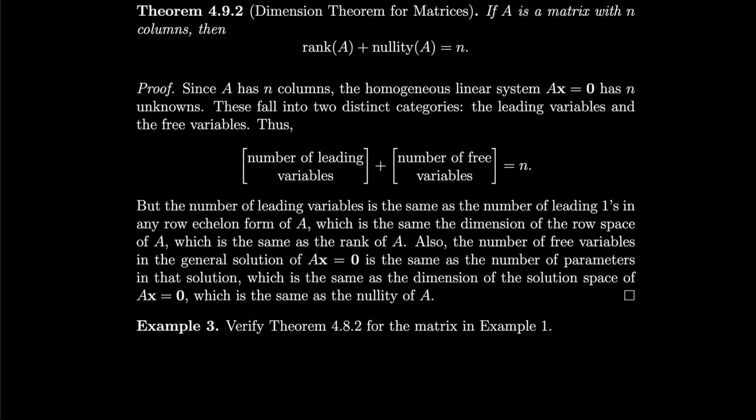But the number of leading variables is the same as the number of leading ones in any row echelon form of A, which is the same as the dimension of the row space of A, which is the same as the rank of A. Also, the number of free variables in the general solution of Ax equals 0 is the same as the number of parameters in that solution, which is the same as the dimension of the solution space, which is the same as the nullity of A.